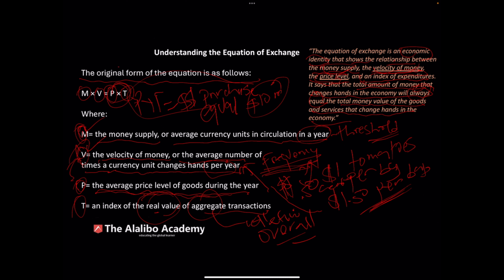On the other hand, P times T can be seen as the average price level of goods during the year multiplied by the real value of purchases in an economy during the year. And then this equals the total money spent on purchases in an economy in any given year, right? So very important to understand this. Very important to have this knowledge of the equation of exchange to have a broader view of what it means and its application in the economy.